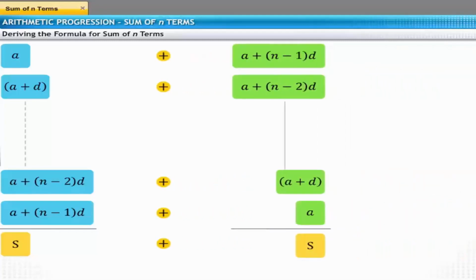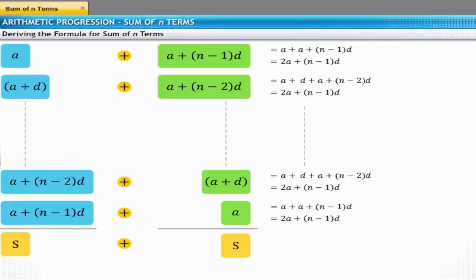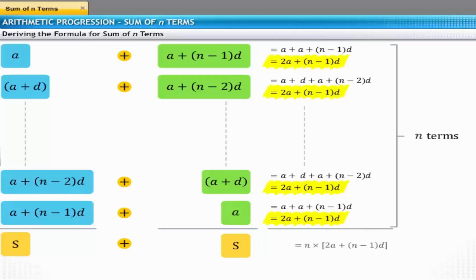Now add the corresponding terms of both the APs, that is, first term to first term, second term to second term, and so on. While calculating, you will find that the sum of the corresponding terms are equal in every case. Thus, we get 2A plus n minus 1 multiplied by D in every case. As there are n terms, the total sum will be equal to n multiplied by 2A plus n minus 1 multiplied by D.